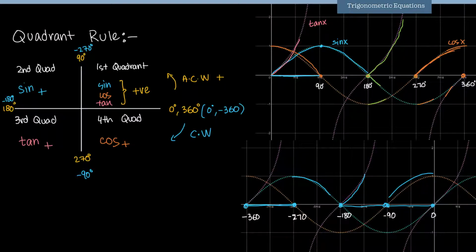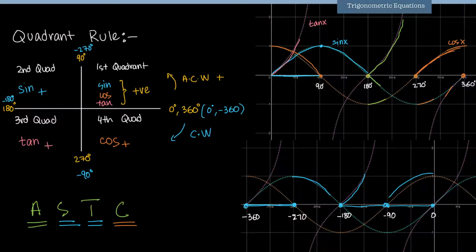And to remember this quadrant rule, I use a notation called ASTC. A stands for the first quadrant. In the first quadrant, all trigonometric functions are positive. In the second quadrant, only the sine function is positive, so there's an S over here. And in the third quadrant, only the tangent is positive, so I've written a T over here. And in the fourth quadrant, only the cosine is positive, so I've written a C over here.